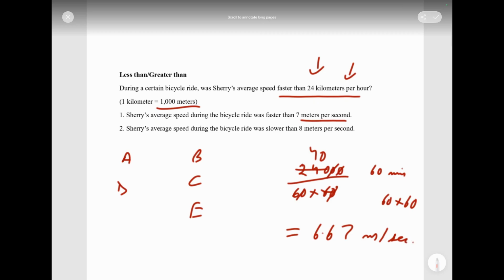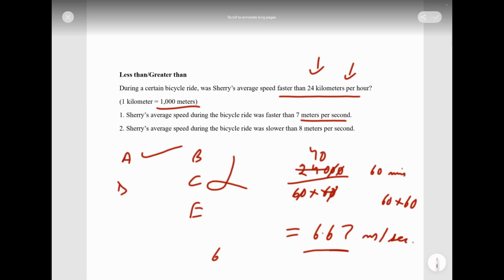The moment I've done that pre-solving, I know the first statement has to be sufficient because her average speed was faster than 7 meters, so definitely greater than 6.67. So BCE are out. Second statement says her average speed was slower than 8 meters. Not sufficient because it could be 6 meters per second or it could be 7 meters per second. So the second statement definitely does not work. A will be the answer.